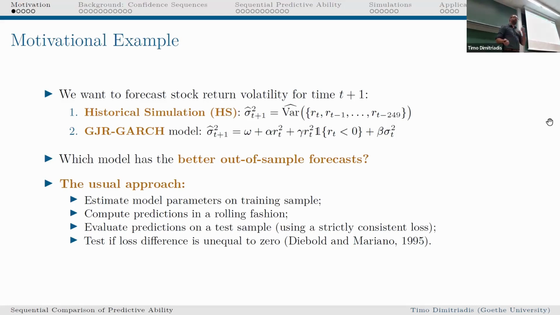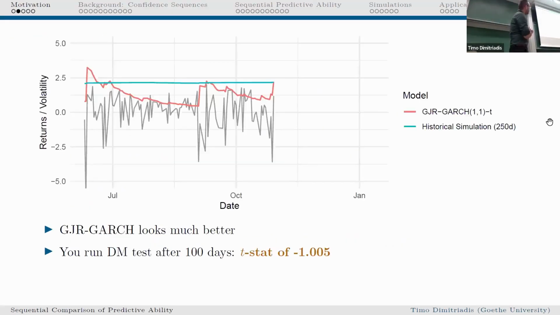And we want to know which model has better forecasts out of sample. The usual approach would be: we estimate the parameters of both models on the training sample, compute predictions in a rolling fashion, evaluate the predictions on a test sample, and then run the famous Diebold-Mariano test. So let's do that. We start in 2020, a bit after COVID. So historical simulation is pretty flat.